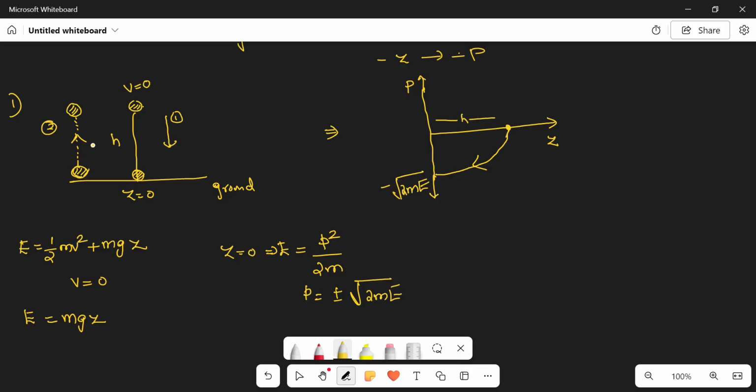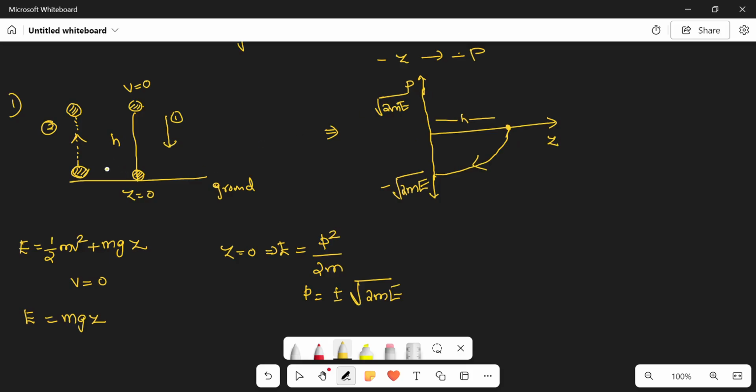When it's going up, in which direction is it moving? Now it's moving in the positive direction, and this momentum, minus root 2mE, shifts quickly to plus root 2mE. So it shifts to plus root 2mE, because now it's going in the positive direction, so the momentum has to be positive.